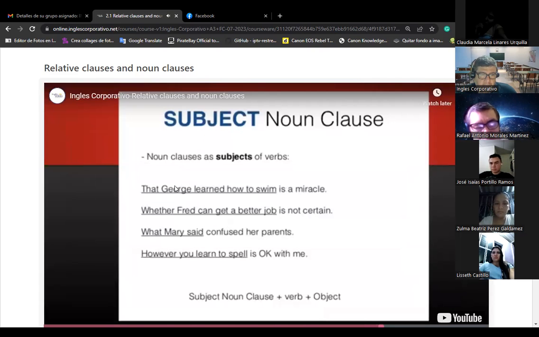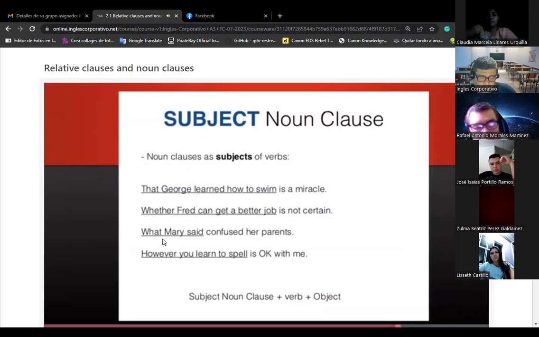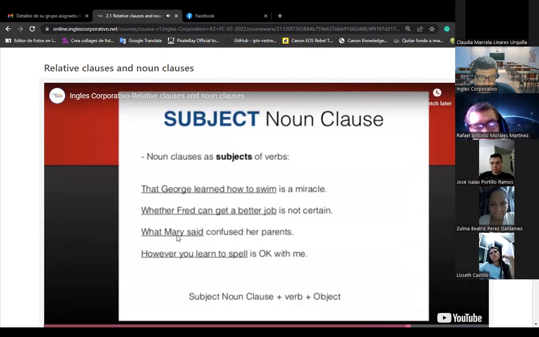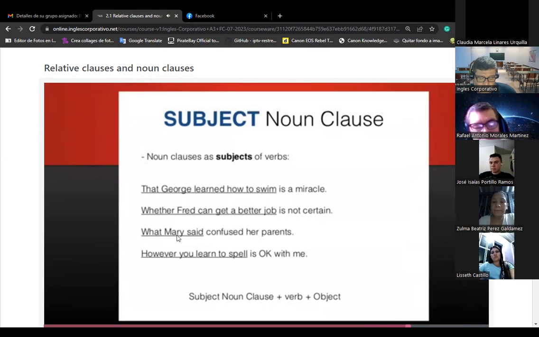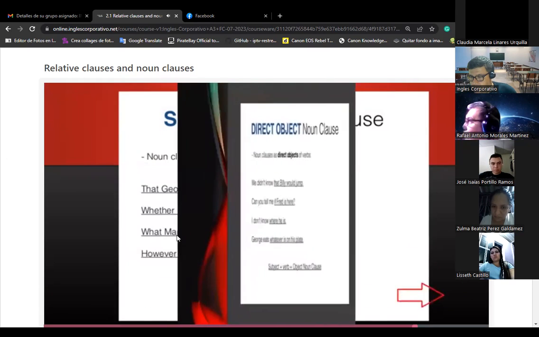Let's take a look at these sentences. Subject noun clauses. Noun clauses are subjects of verbs. That George learned how to swim is a miracle. Whether Fred can get a better job is not certain. What Mary said confused her parents. However you learn to spell is okay with me. Notice the structure. Subject noun clause plus verb plus object.